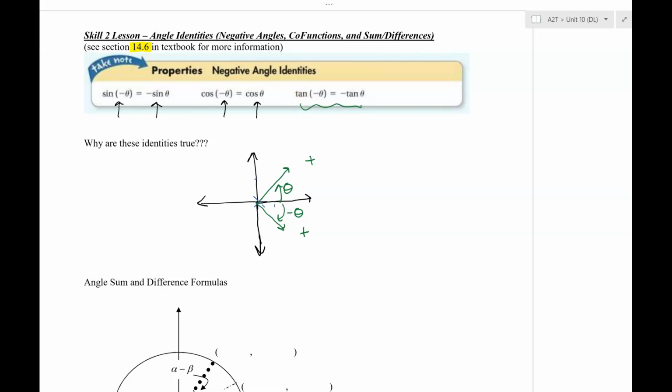Okay, so negative angle identities. Sine of a negative theta can be written as a negative sine theta. Cosine of a negative theta can be written as a positive cosine theta. And then tangent of negative theta can equal a negative tan theta. Why do we need these identities? For proofs and for solving in the future.